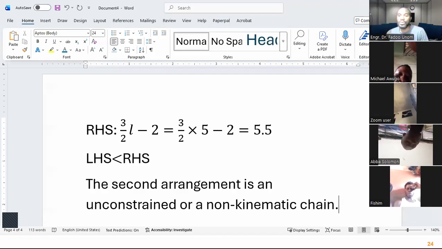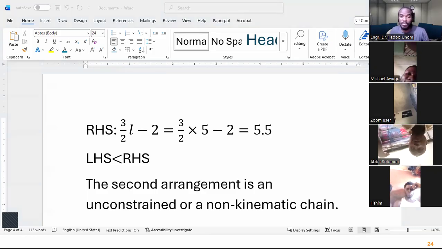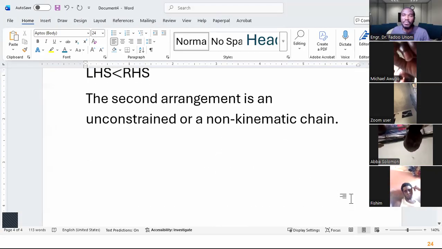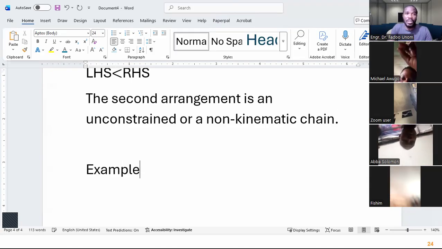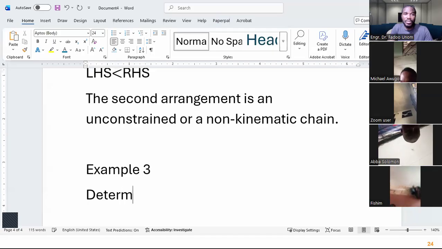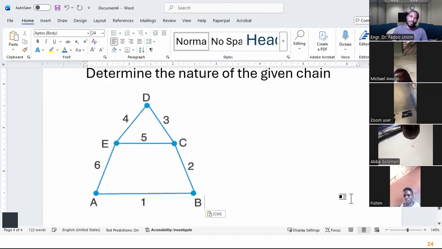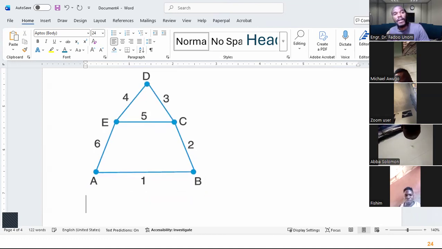Okay, so that brings us to the end of that example. Now let's do another interesting one. I'm presuming that you are following me carefully. So let's do the third example. We are dealing with example 3, and we are to determine the nature of the given chain, right? And which chain are we dealing with? This one. All right, so let's watch very carefully.